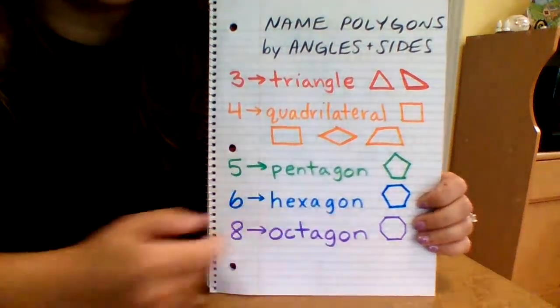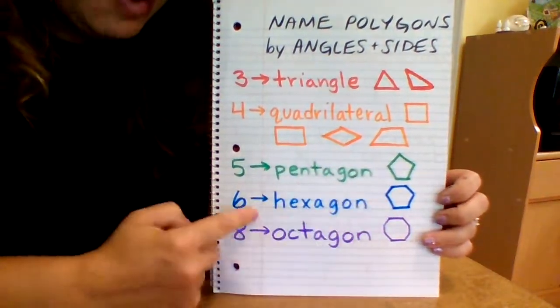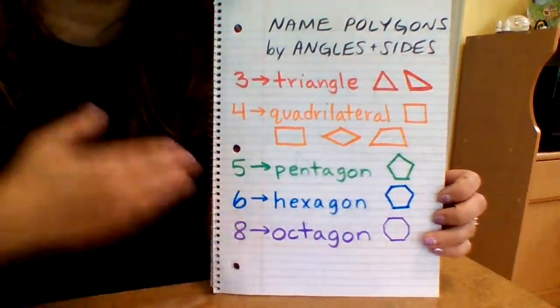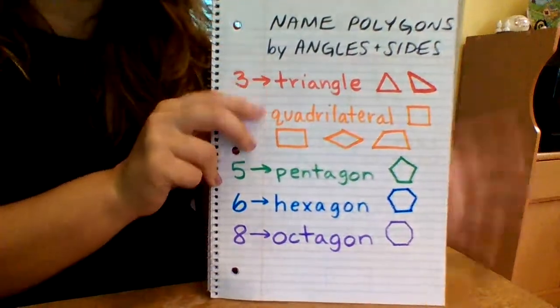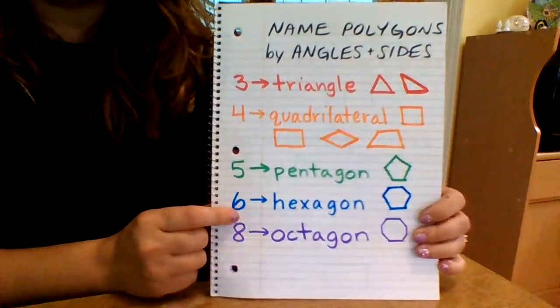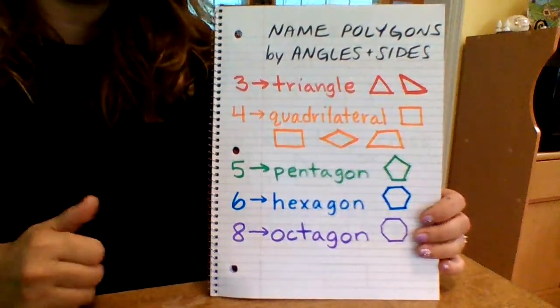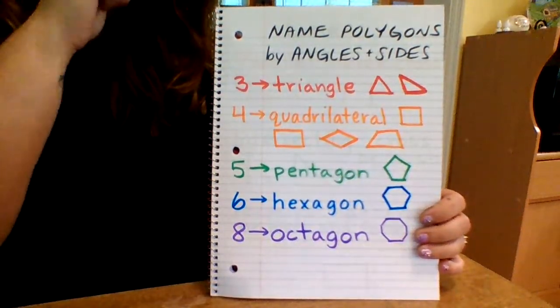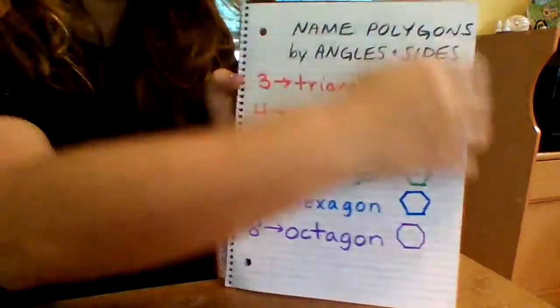And 8 is octagon. And of course, you can make different shapes than this. This isn't the only type of hexagon. This is just the type of hexagon I happen to make, right? So these are some of the names. There's also, if you have 7 sides and angles, you're called a heptagon. 9 is a nonagon. 10 is a decagon. So a lot more than is listed here, but this is all you need to know for today.